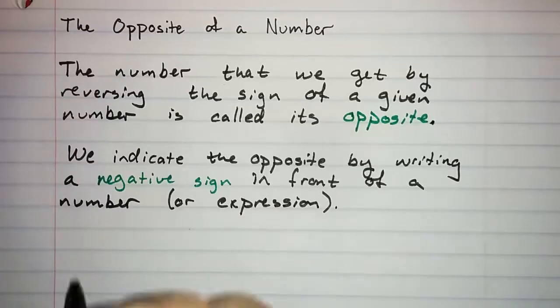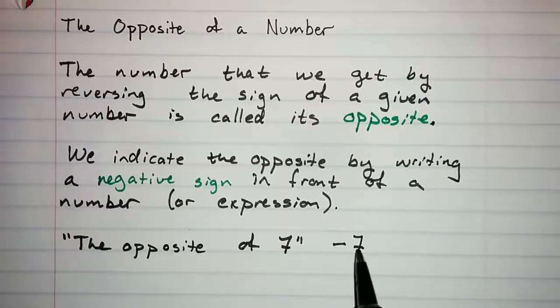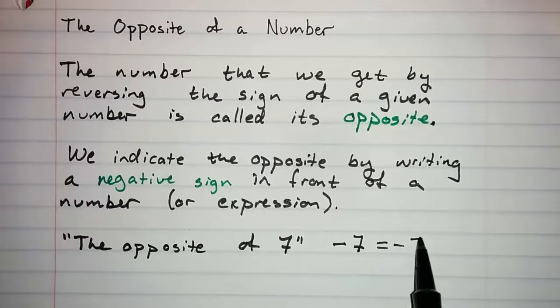So if I want to say the opposite of 7, well, that's just the negative of 7, which is negative 7. That seems too easy.